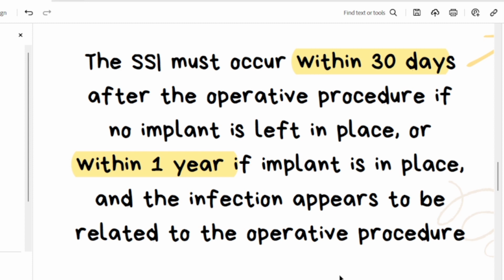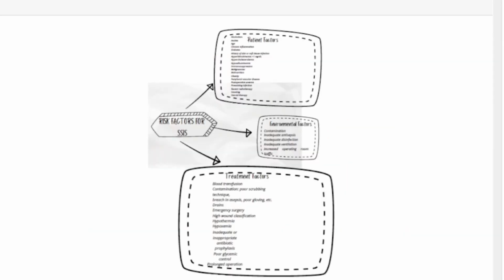Now, moving on to the risk factors. Here is a mind map to explain the risk factors. In the risk factors, as you can see here, we have patient factors, we have environmental factors, and we have treatment factors. So let me just zoom into this for you.